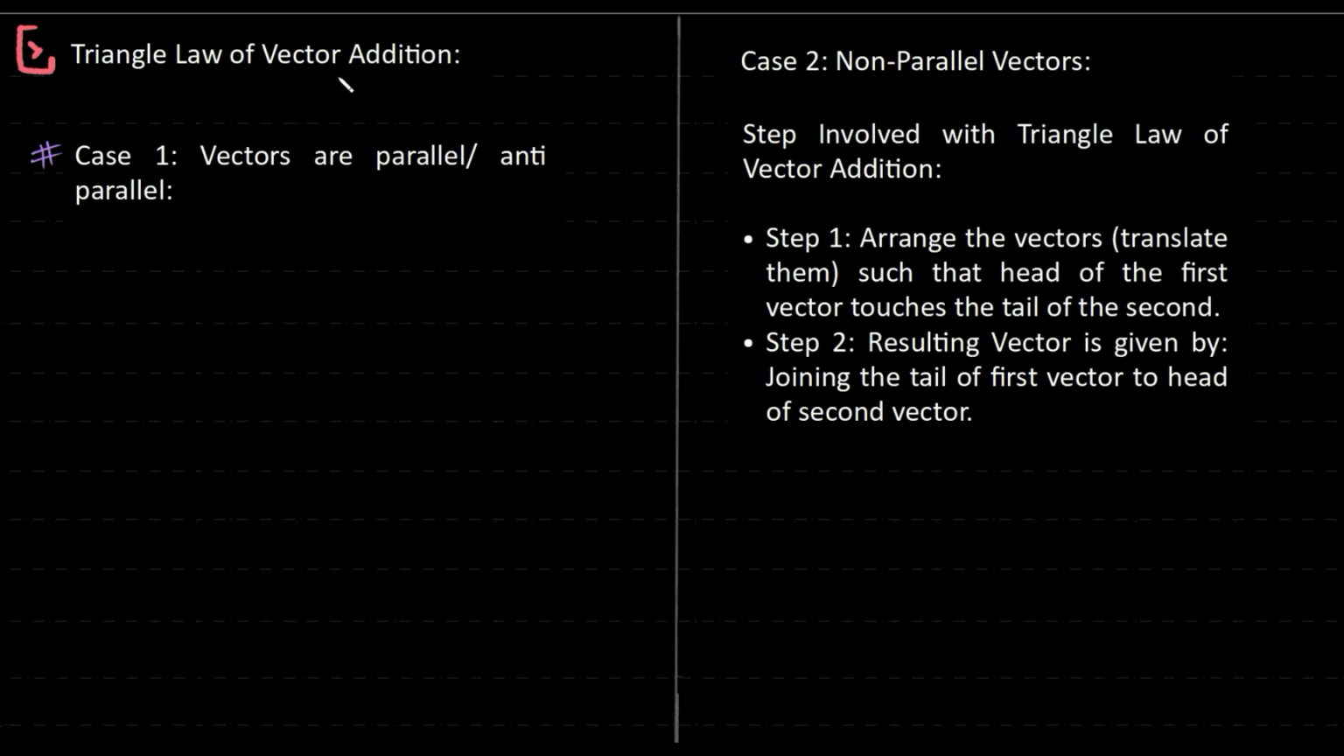Let's look into triangle law of vector addition. The first case is adding lines which are parallel or anti-parallel. What does that mean? So let's start off with parallel. So let's take two lines, first and the second.